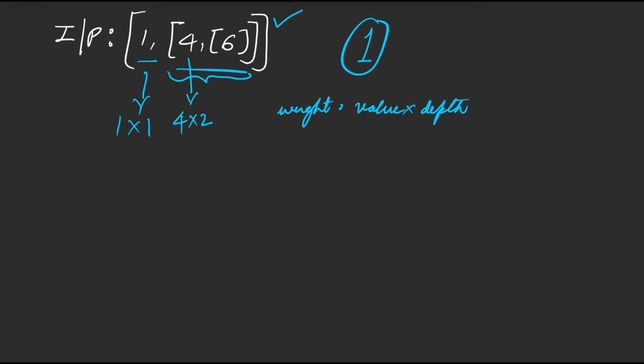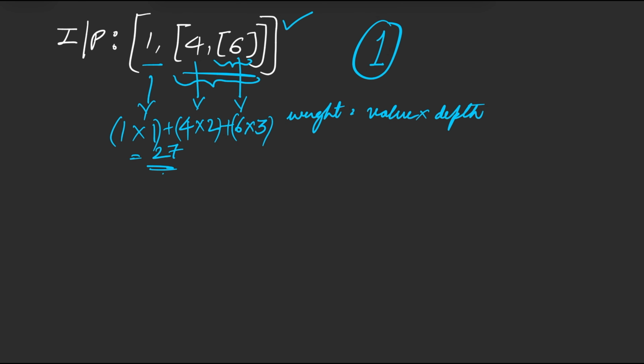The next element is actually a list. So the depth again increases by 1 and the depth inside this list is 3. Hence the weight of 6 will be its value into the depth 3. Now add all of them and it will be 1 plus 8 plus 18. So it will be 27. This is the output we need to return.